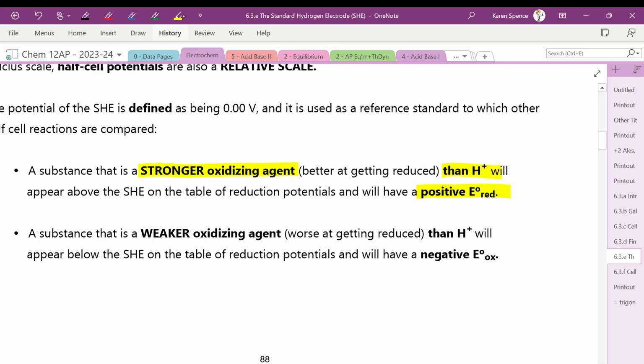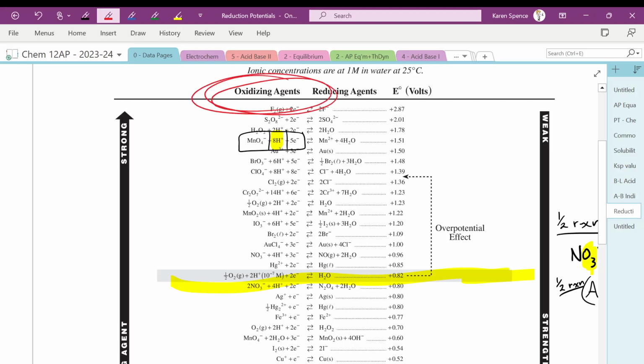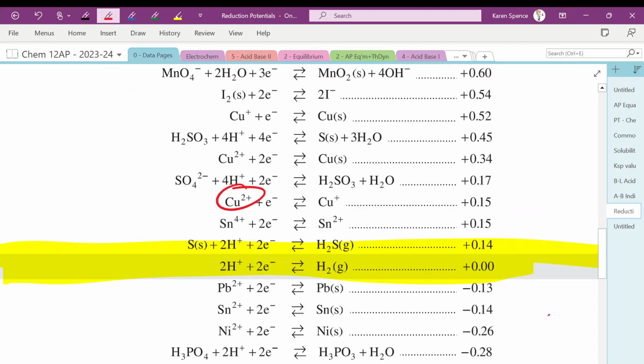Any substance that is a weaker oxidizing agent, because remember, on the left-hand side of the table, what are we looking at? Oxidizing agents. Okay, so everything on the left-hand side of the table is an oxidizing agent. So if I go to my hydrogen here, copper 2+ is higher up than H+. Therefore, on this particular scale, that means that copper 2+ is better at getting, is it better at getting oxidized or better at getting reduced?